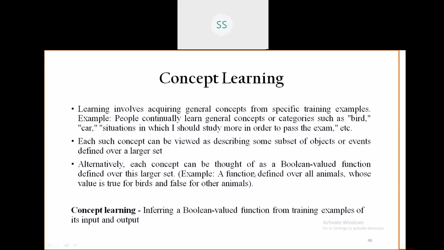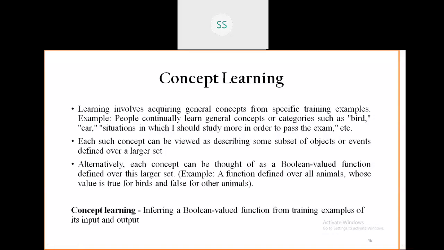Alternatively, each concept can be thought of as a boolean valued function, as we have seen. 1, 0, 0, in the sense car I have chosen, and I have not chosen bus and lorry, out of the four wheelers. And concept learning is learning a boolean valued function from training examples of its input and output.